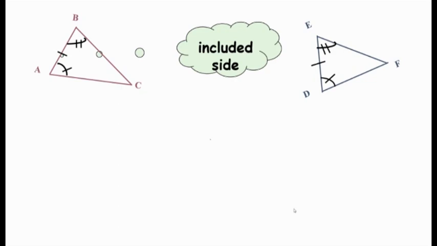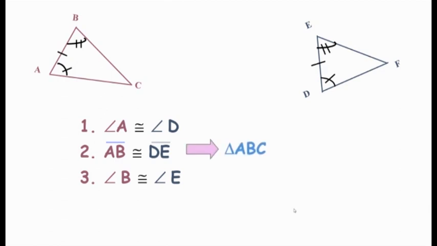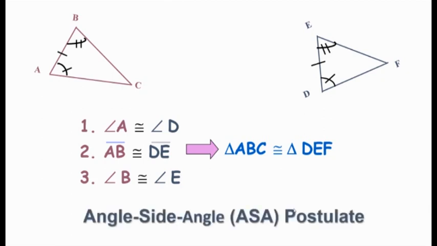Take a look at this one. We have an included side too. So we'll say angle A is congruent to angle D. Side AB is congruent to side DE. Angle B is congruent to angle E. So therefore, triangle ABC is congruent to triangle DEF using the postulate angle, side, angle.